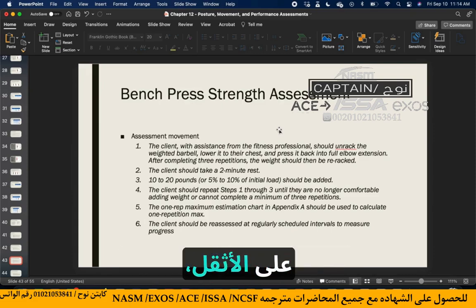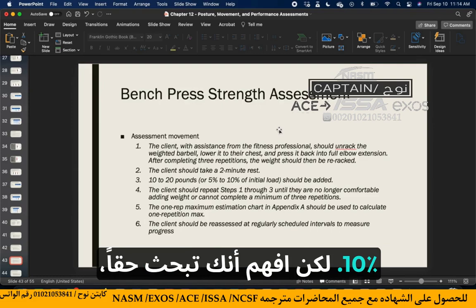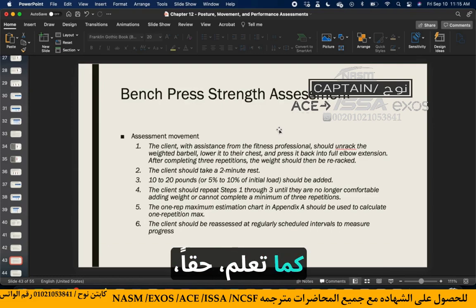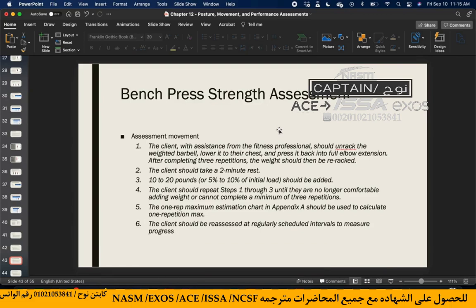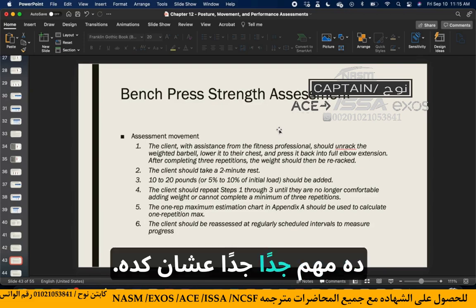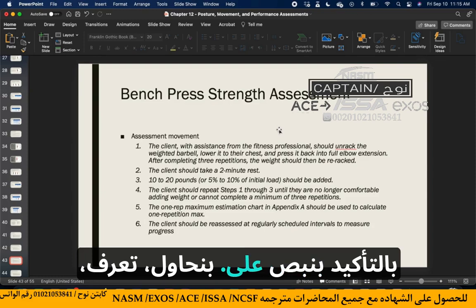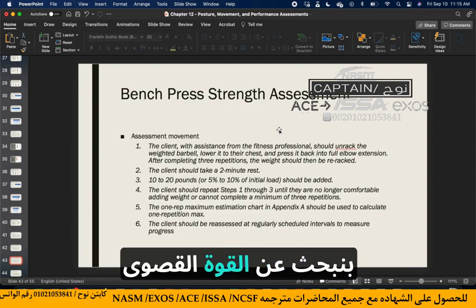Or as you start getting heavier, it might be less than 5 to 10% jumps. But understand that you're really looking at 3 attempts that we're looking for there. Okay, so very, very important for that. Definitely looking at trying to, again, looking for that maximal strength.